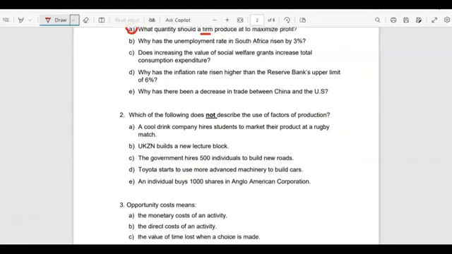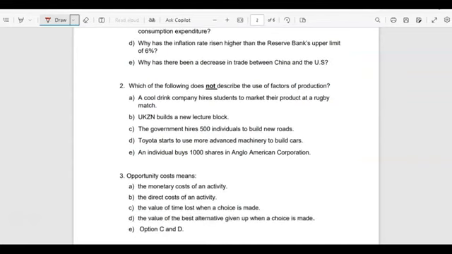Now looking at the next question, which of the following does not describe the factors of production? So the factors of production is CELL. Okay, so this is my acronym. C stands for capital, E stands for entrepreneurship, L stands for labor, and the other L stands for land. Okay, so land, labor, entrepreneurship, capital. So which is not described in fact?